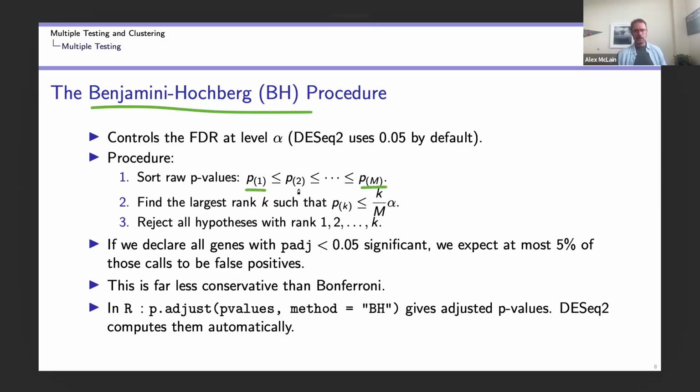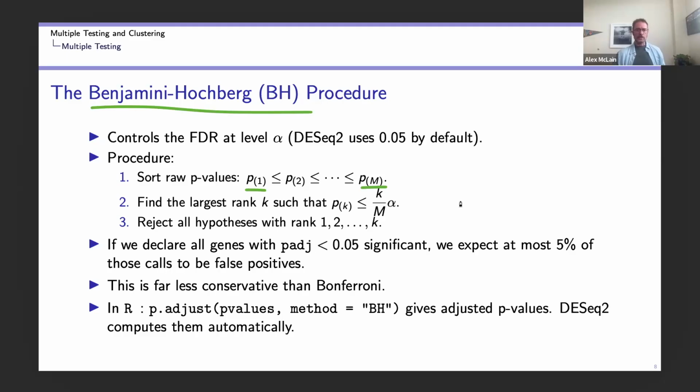The second p-value is compared to that Bonferroni threshold times 2. The third p-value is compared to the Bonferroni threshold times 3. The kth p-value is compared to the Bonferroni threshold times k. After we find that largest k, we reject all hypotheses whose rank is less than k.